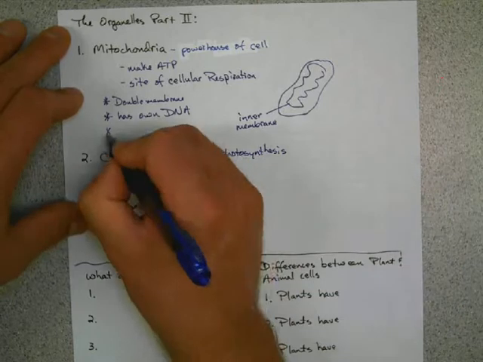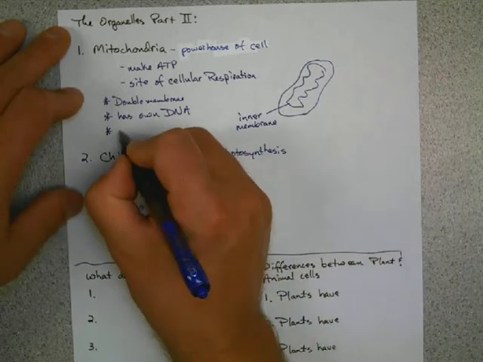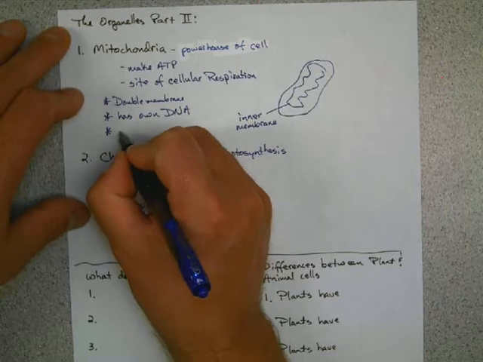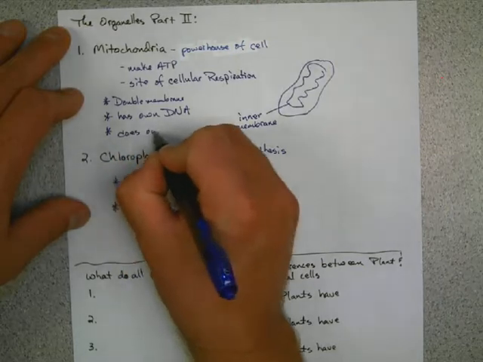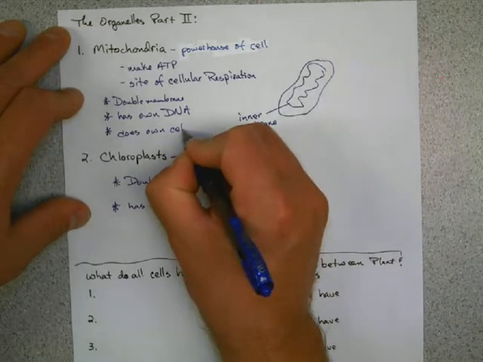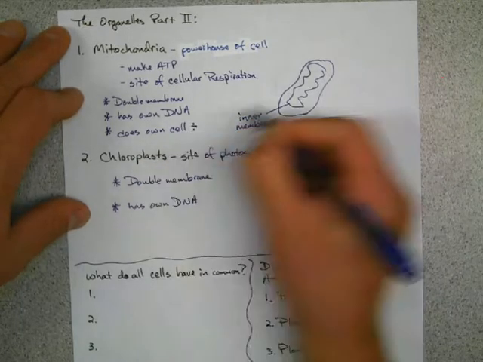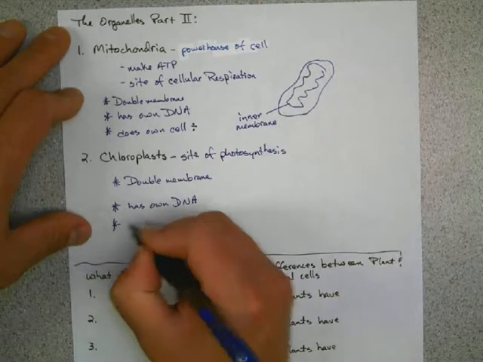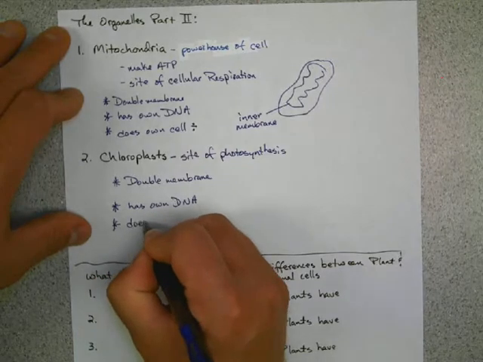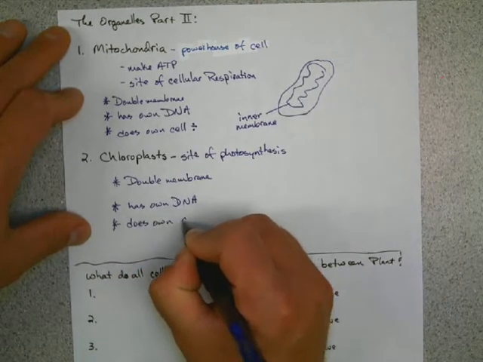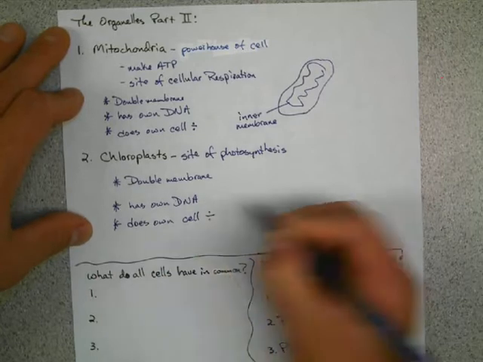Another thing we want to add up here about mitochondria, the same thing happens in a chloroplast, is it does its own division. So we'll say here that it does its own cell division. So if you want to make another one, it can split in half. So down here we'll just say the same thing, does its own cell division.